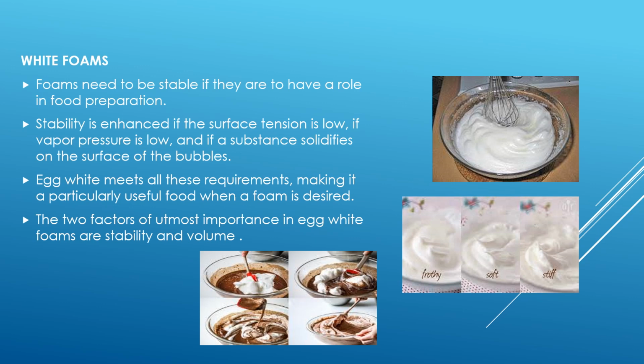The two utmost factors that are important in making egg white foams are stability and volume. It may become double in size with the proper agitation. But yet, care should be taken for some recipes. The overbeating can dry up the white foams and it will not give good volume to the baked products.